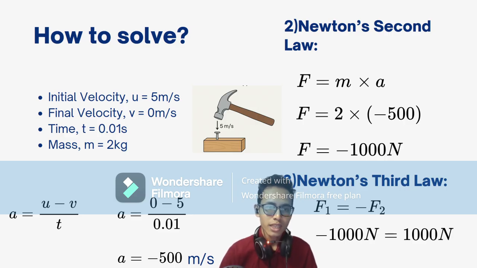After we get the acceleration, we put it in F equals ma, which is Newton's second law. F equals ma, which is 2 times minus 500 equals minus 1000 Newton. That's the force.